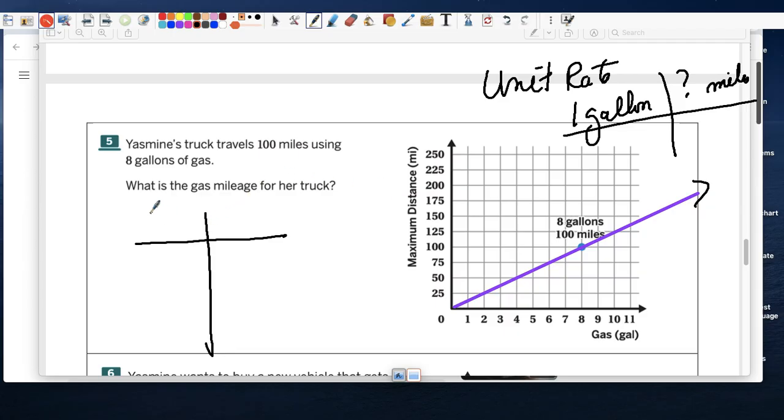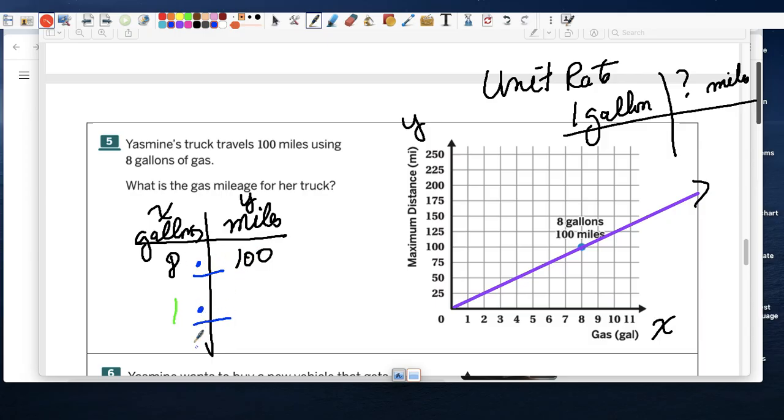Well, x is the gallons, right? Because this is my x-axis, this is my y. The y-axis represents the miles. And we're given one piece of information. That's it. And I'm interested in this one. What about 1 gallon? Well, let's find the constant of proportionality, which is the number we're going to multiply 8 by to get to 100. And we're going to use that same number with whatever other amount of gallons that we have.